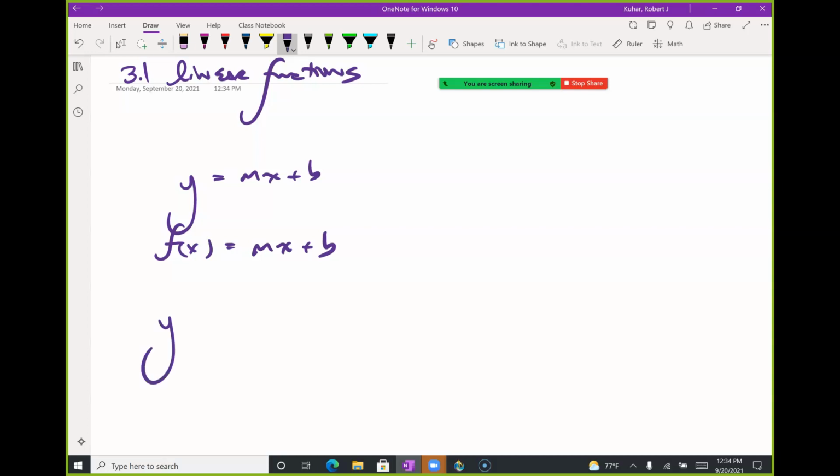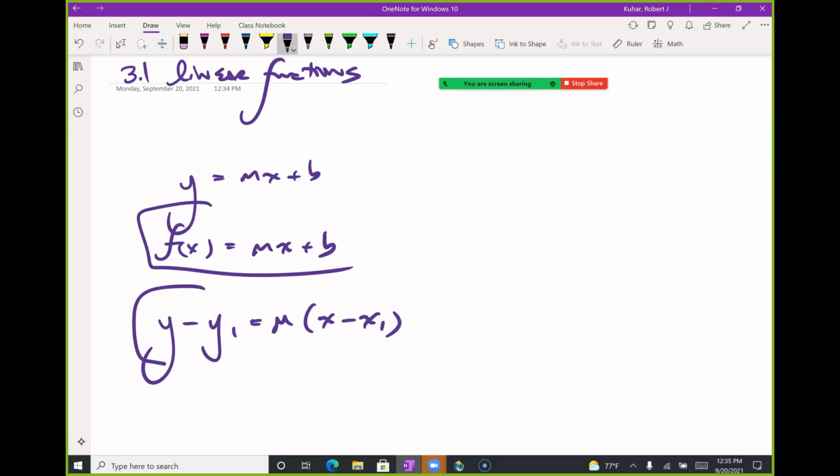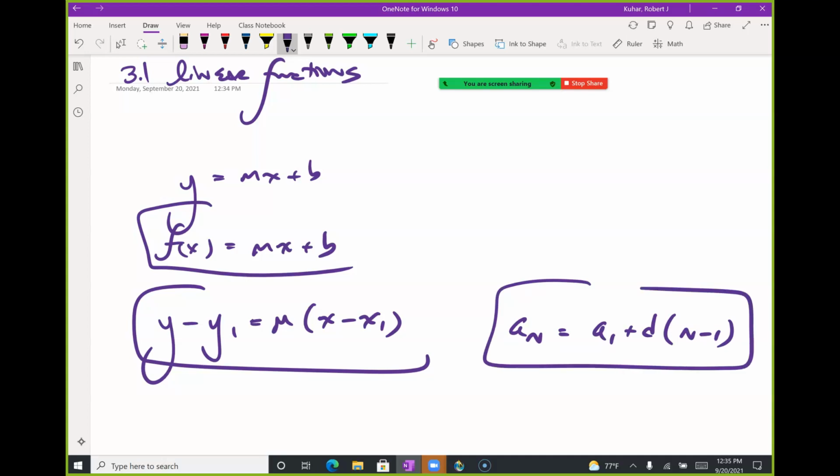But we also want to be thinking of what y minus y1 equals m times quantity x minus x1, right? And we have a new one, a sub n equals a sub 1 plus d times n minus 1. There's our arithmetic nth term, which is the same as all of these. So there's our theory. Let's see if we can do some problems.